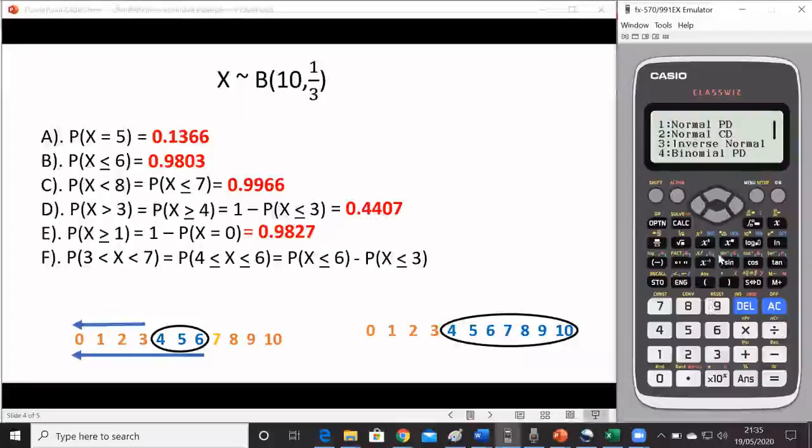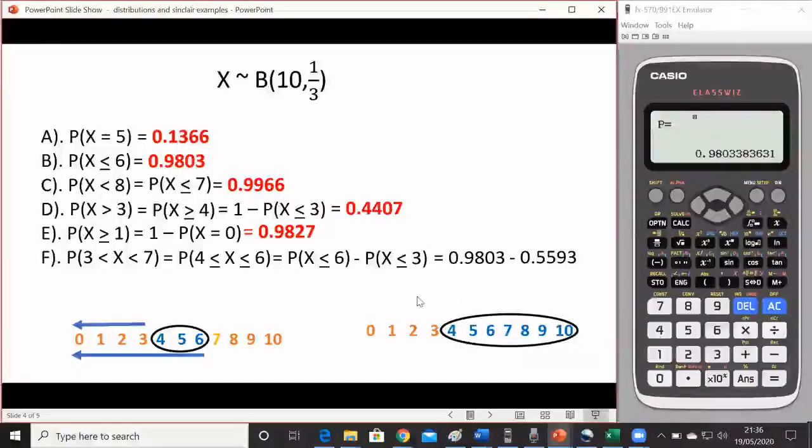Menu, 7, binomial CD, variable, type in 6 first, 10, and the answer is 0.9803, and you do something similar for the 3. Okay, 0.5593, and you get the answer. Okay, write down each one separately for working.